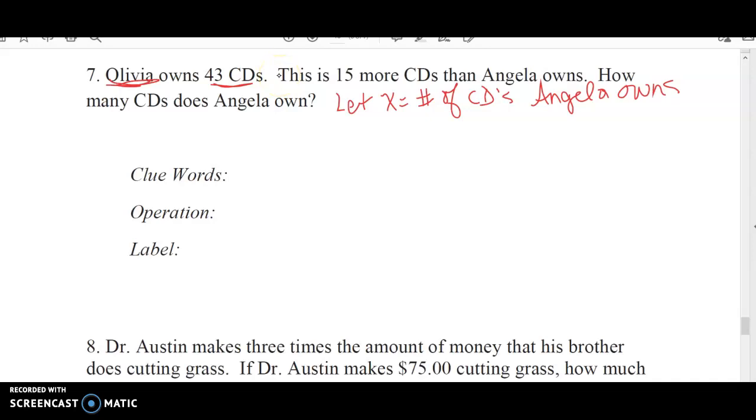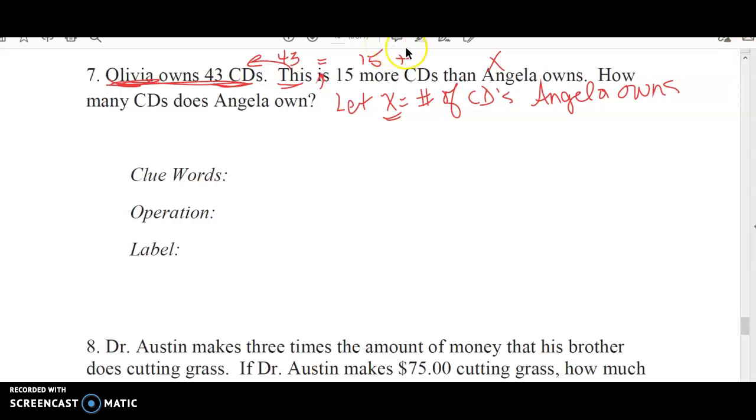Okay, so this is talking about Olivia, she owns 43 CDs. This is 15 more CDs than Angela owns. So when I see this, I see that word is again. Is always means equals. Well, we said Angela's X, so Angela owns X amount. Olivia owns 43. 43 is, because it says this, which is referring to how many she owns. So 43 is 15 more CDs. So 15 more means I have to add 15 to something.